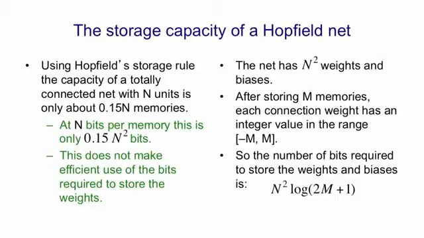And so the total number of bits of computer memory that we use is of the order of n squared log 2m plus 1. So notice that that scales logarithmically with m, whereas if you store things in the way Hopfield suggests, you get this constant 0.15 instead of something that scales logarithmically. So we're not so worried about the fact that the constant is a lot less than 2. What we're worried about is this logarithmic scaling. That shows we ought to be able to do something better.